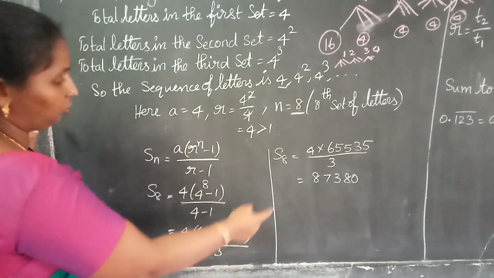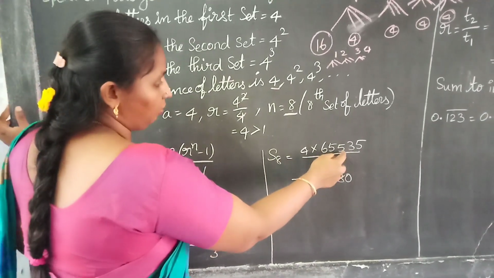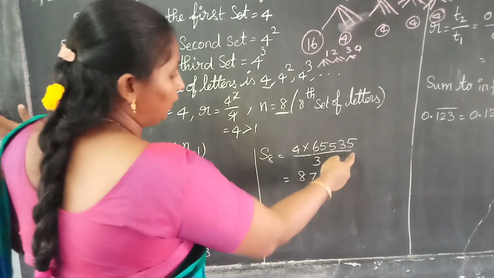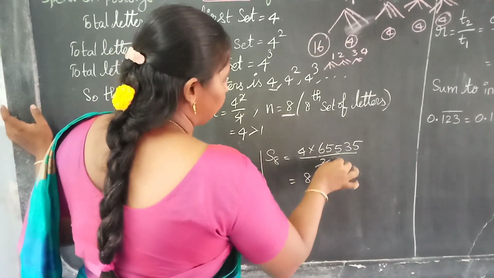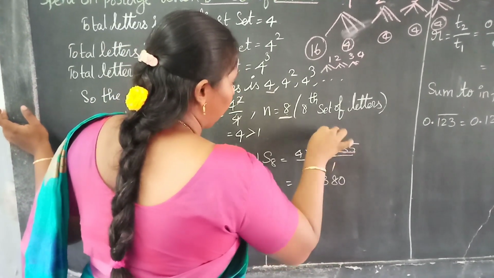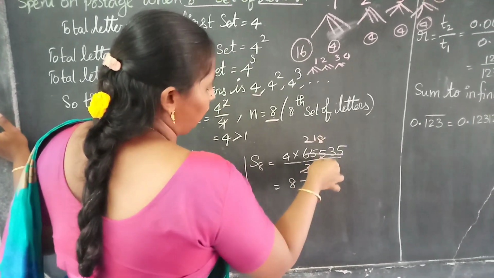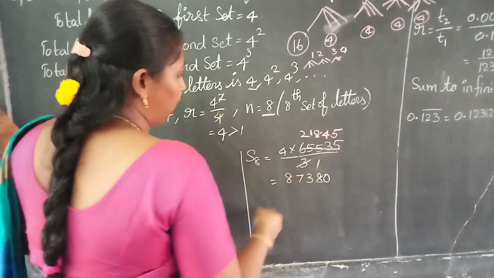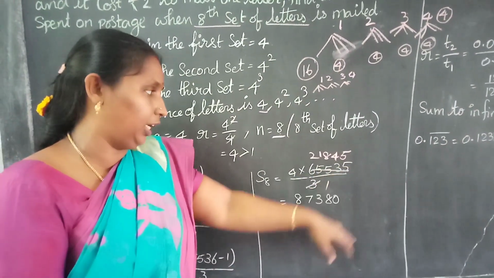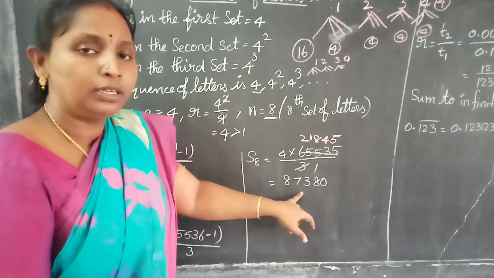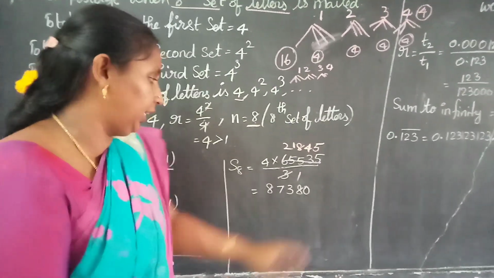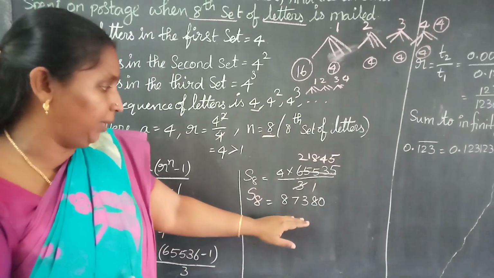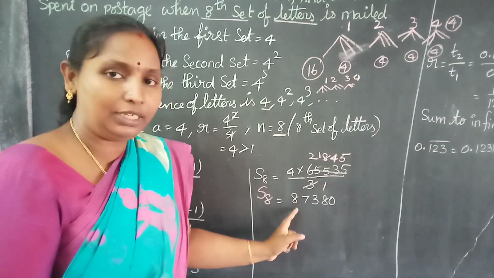If you subtract these two, you will get 65,535. That is 4 into 65,535 divided by 3. Cancel this: 3 ones are 3, 3 sixes are 18... 3 fives are 15. Multiply these two, 4 into 21,845, you will get 87,380. So if the 8th set of letters is made, the total number of letters is 87,380.